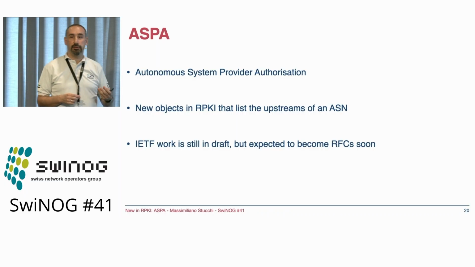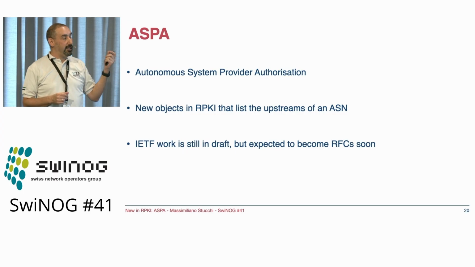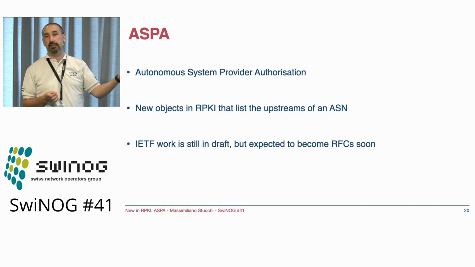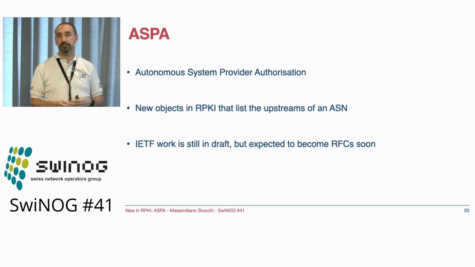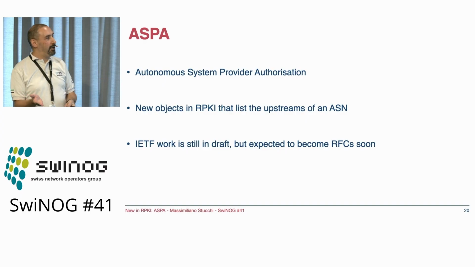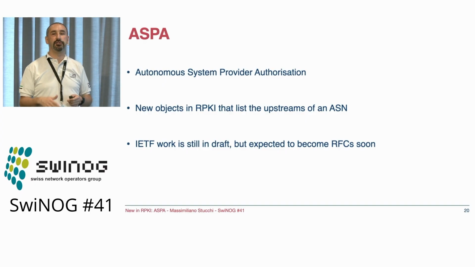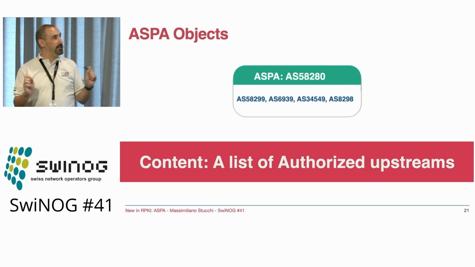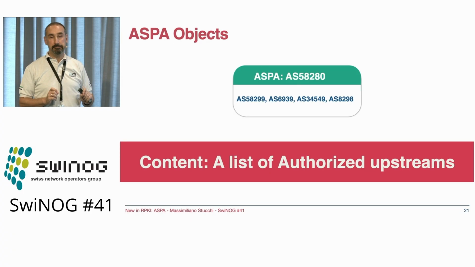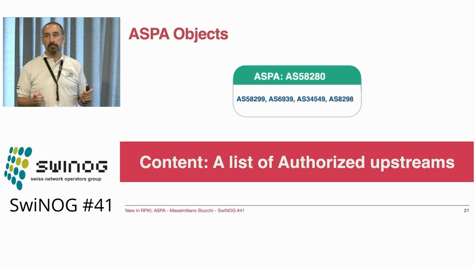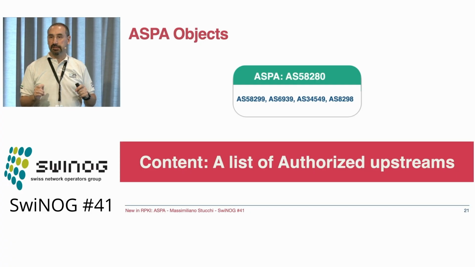It stands for Autonomous System Provider Authorization. It's a new kind of object in RPKI, very, very simple. The IETF work is still in draft. There are two separate drafts, one that defines the object and one that defines how you should be doing the validation. But they are at a very late stage, so they should become a finalized document soon. So if I look at it from a very simple perspective, this is what it looks like. You have an ASPA for an AS number, and it should contain just all your upstreams. And when I prepared this presentation, I got to this point.